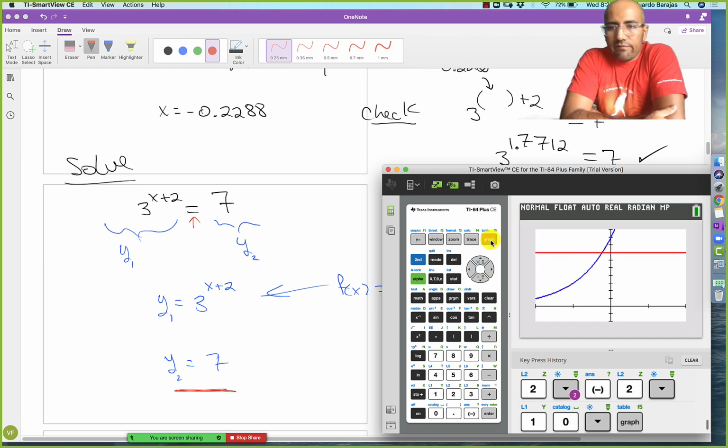Okay, so I found out where that intersection was. And remember that where they cross is my answer. The input, the x-coordinate of the intersect point, is going to be my solution. Good.